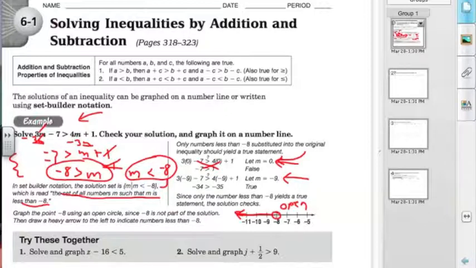All right. Now, number 1, down at the bottom, it says solve and graph z minus 16 is less than 5. Okay, so we want to get 16 to the other side, so we add 16. Cancel it out. Z is less than 21. All right, so I want all numbers less than 21. Make yourself a number line. Here's, I'll make 21 right over here. Here's 0. All right, I want all numbers less than 21. Open circle all the way down this way. Those are all the answers you want.